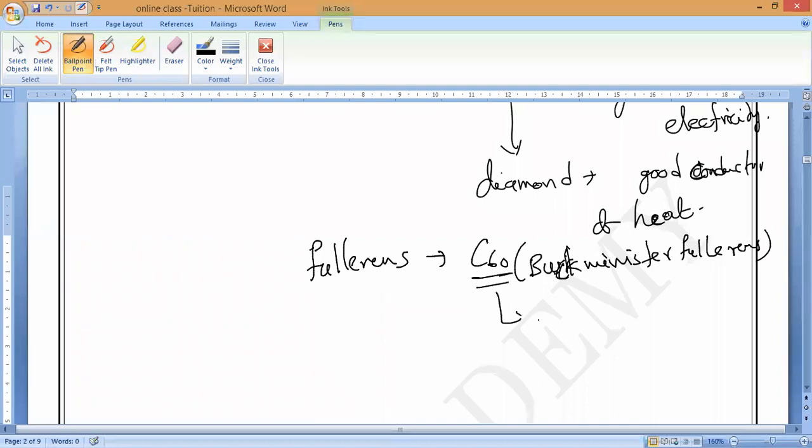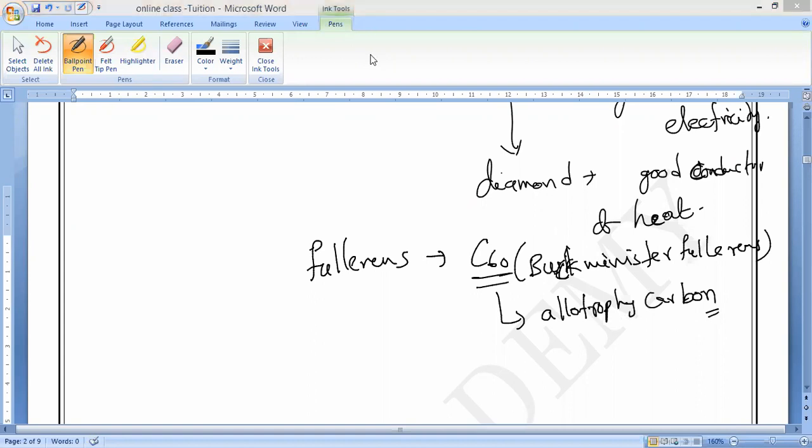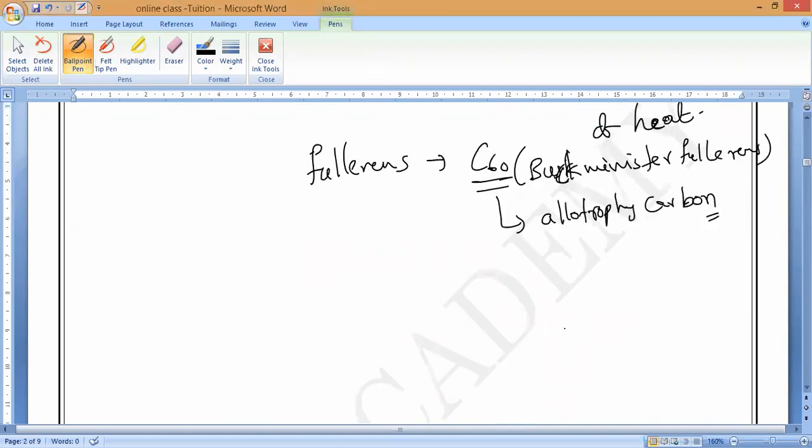So this is also the third allotrope of carbon. Allotrope of carbon only. So where is it present? I said already. Can you say where it is present? Anybody, Harini? I already taught you this. This is present in interstellar stars. Interstellar stars means in between stars.